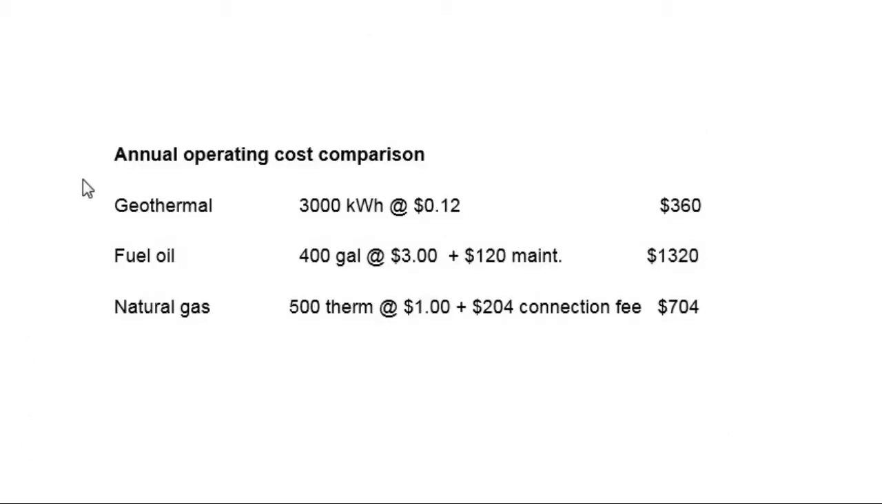As far as operating costs, I estimate we were spending about $1,200 for 400 gallons of fuel oil per year at $3 a gallon, plus $120 annual maintenance on the boiler. Now we're spending about $360 for 3,000 kilowatt hours of electricity. In principle, there is no annual maintenance, and in fact, none has been required in 4 years' operation, so we're saving almost $1,000 per year compared to oil. Even natural gas would be about double what we're paying now, once you add in $200 a year just for staying connected to the gas line.